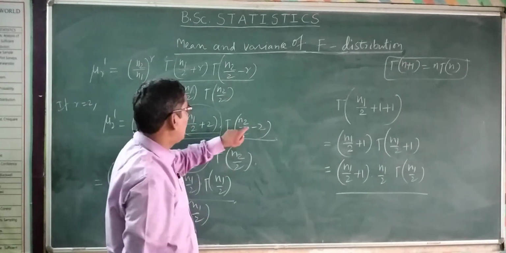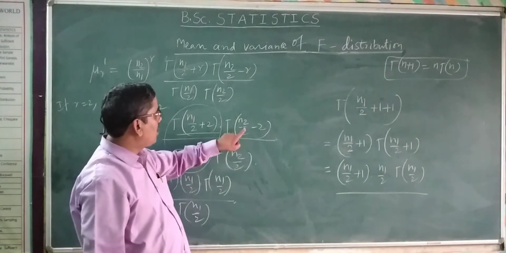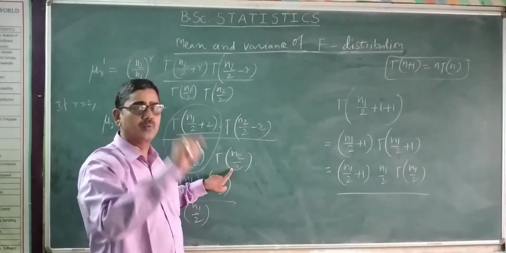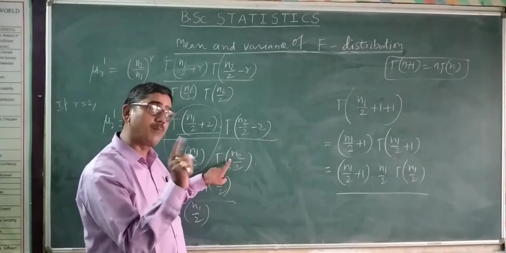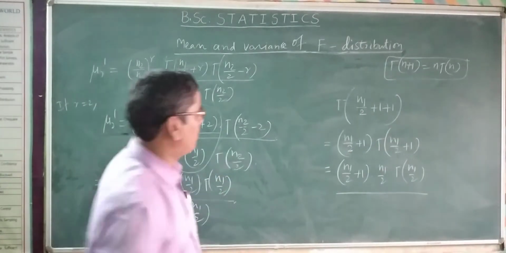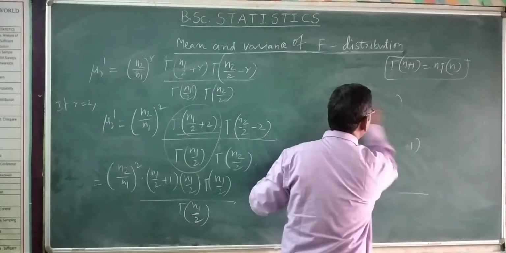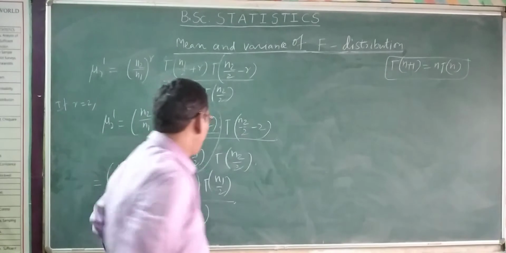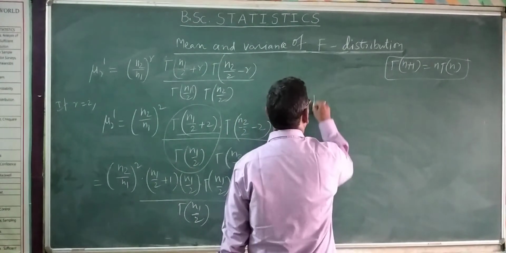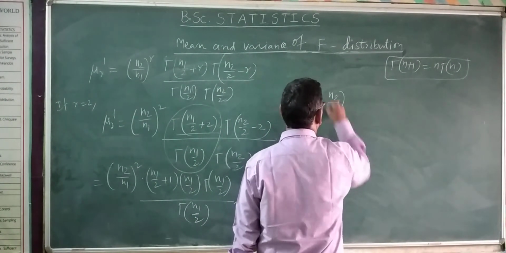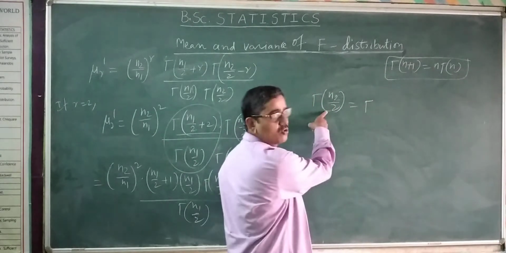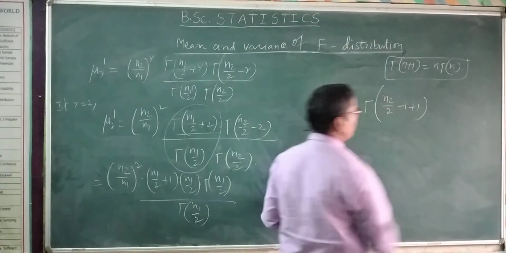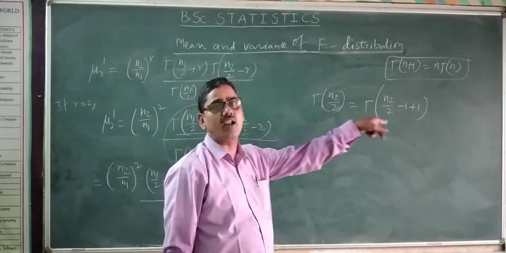Now you see, among these, what is the highest value? n1 by 2, n2 by 2 minus 2, n2 by 2. So for this you have to subtract 1, add 1 now. Because n2 by 2 is the highest value and n2 by 2 minus 2 is the lowest value. Now I am separating the value here, gamma of n2 by 2, for which I am considering gamma of n2 by 2 minus 1 plus 1 first of all. In the first step I have subtracted 1 and added 1.